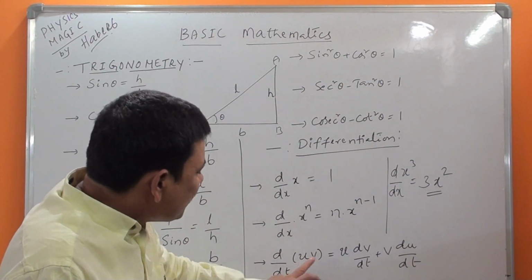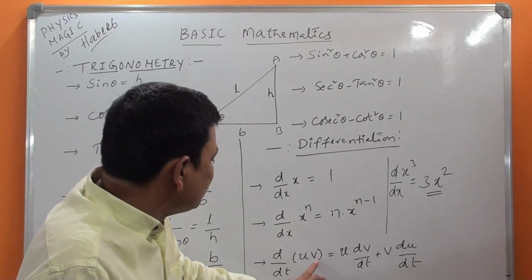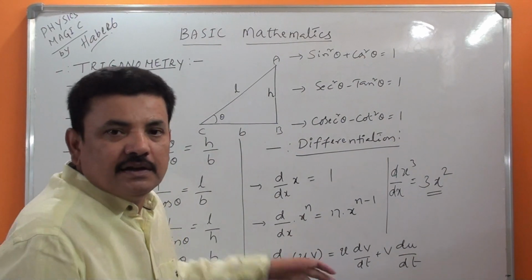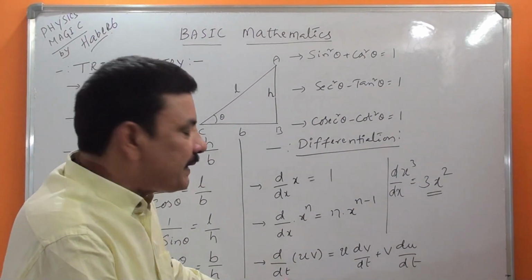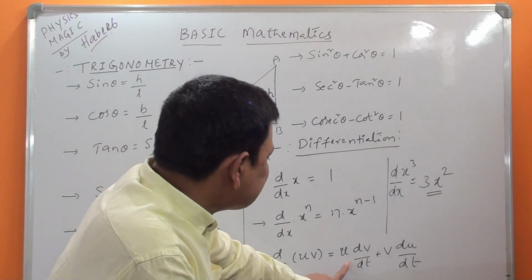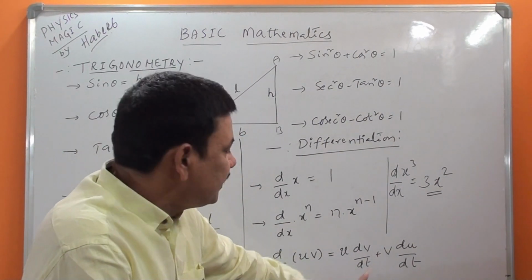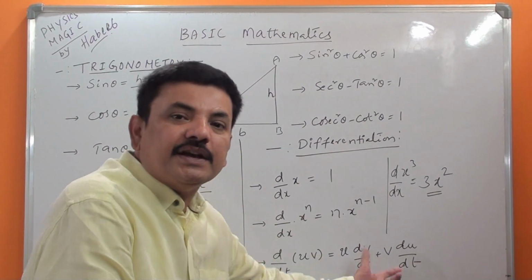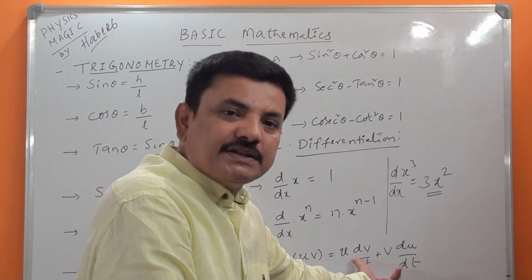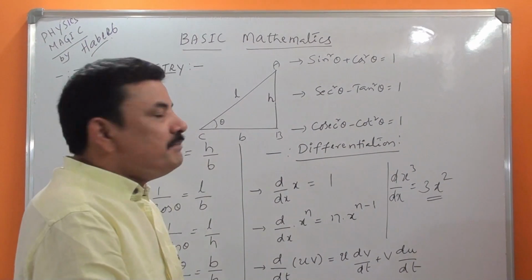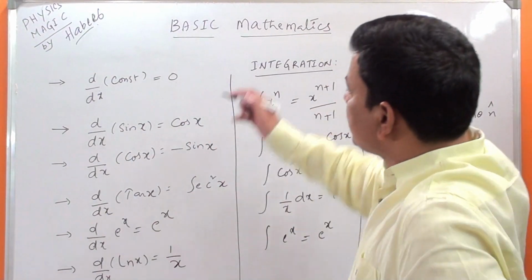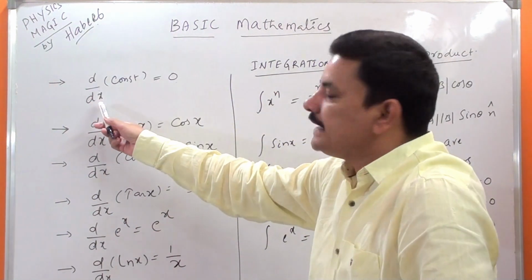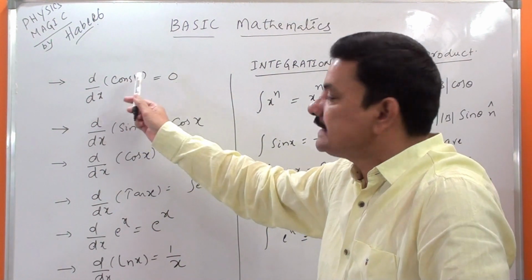Similarly, if two functions are there, if u and v are two different terms, and if you are doing the differentiation with respect to t, then you can write like this: u into dv by dt plus v into du by dt. This is also very important. So you just remember this in case of differentiation. And d by dx of a constant is equal to 0.